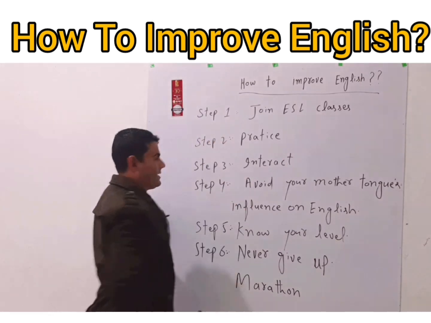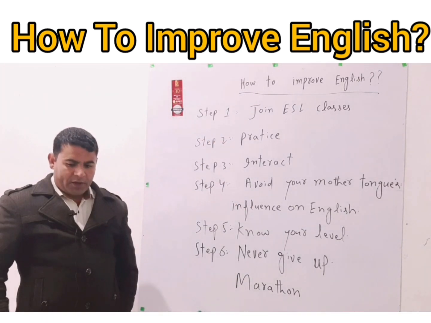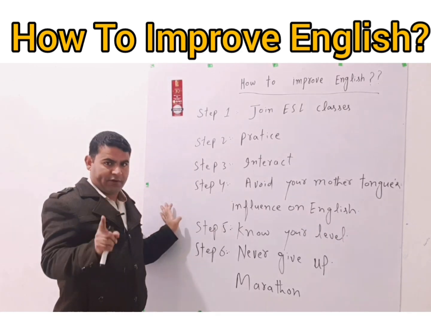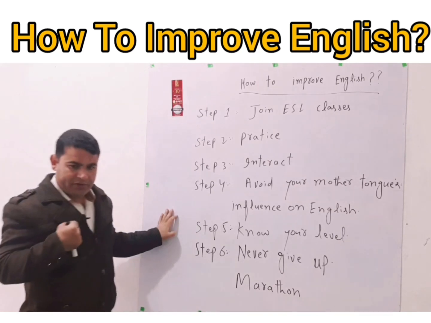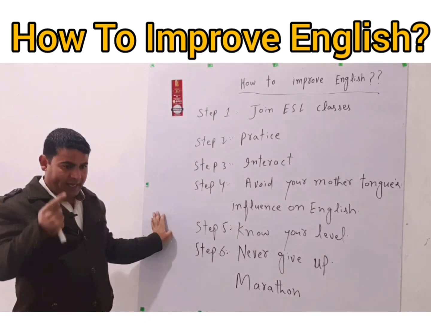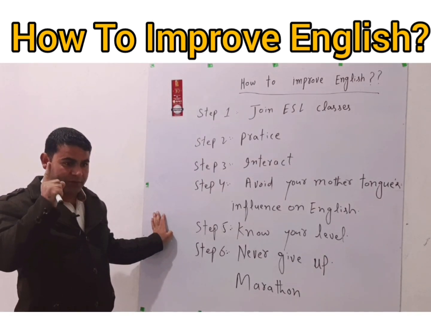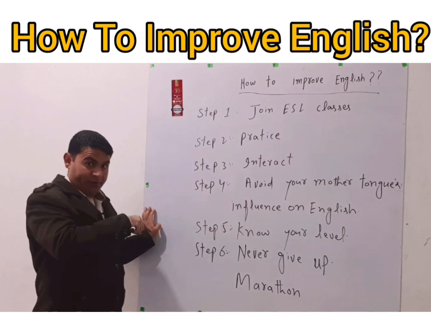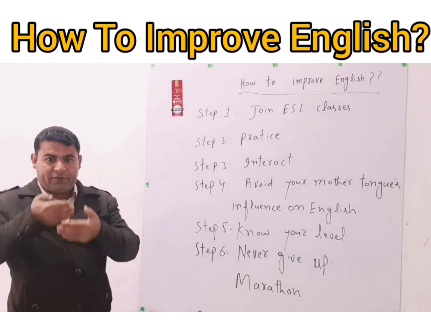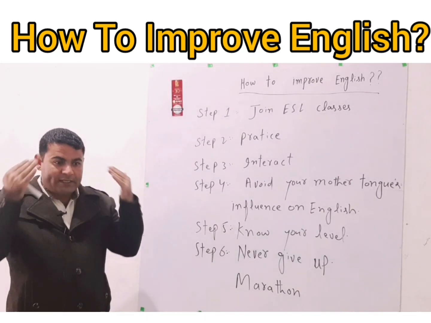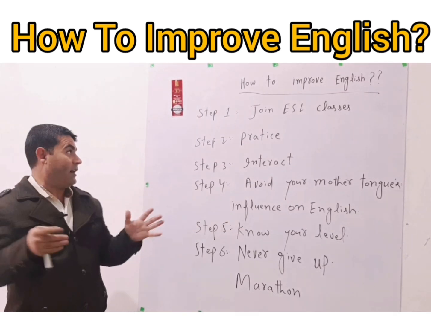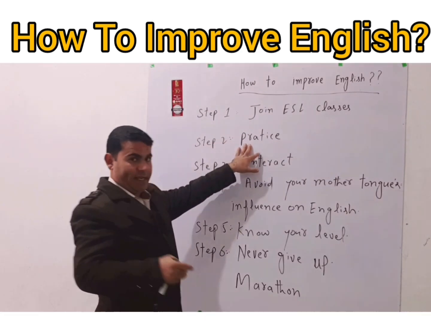Step one is join ESL classes. It's very important. You know, YouTube and other things, books, they can't improve your English. Even my videos can't improve your English. If you are already an ESL student and you go to academies, then it's very easy for you to understand what we say in our videos, okay? The videos are only auxiliary things. They are only for help. For example, you're confused in some point and you are already an English student, so then these videos are of great help.